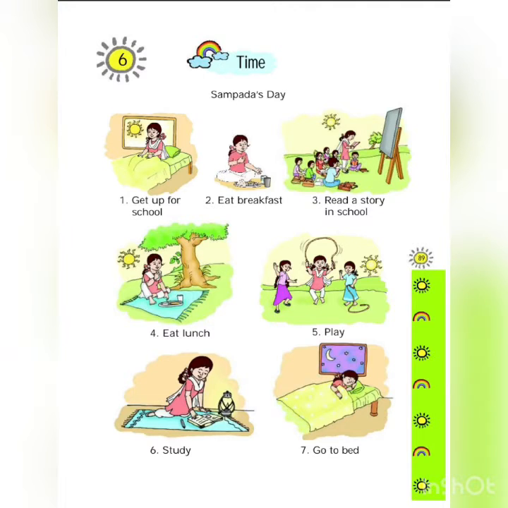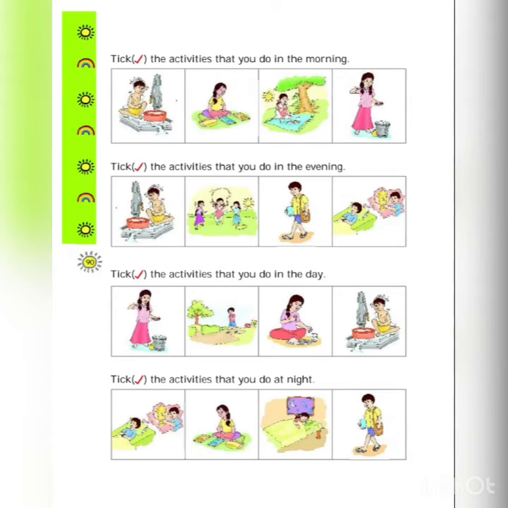Now, tick the activities that you do in the morning. What are the activities you do in the morning? You have to tick, children. The activities you do in the evening, whether you do bathing, playing, going to school or going to bed, what are the activities you do in the evening? You need to tick. Next one, tick the activities that you do in the day. What are the activities you do in the daytime? You need to tick. Tick the activities that you do at night. What are the activities that you do at night? You need to tick among these.